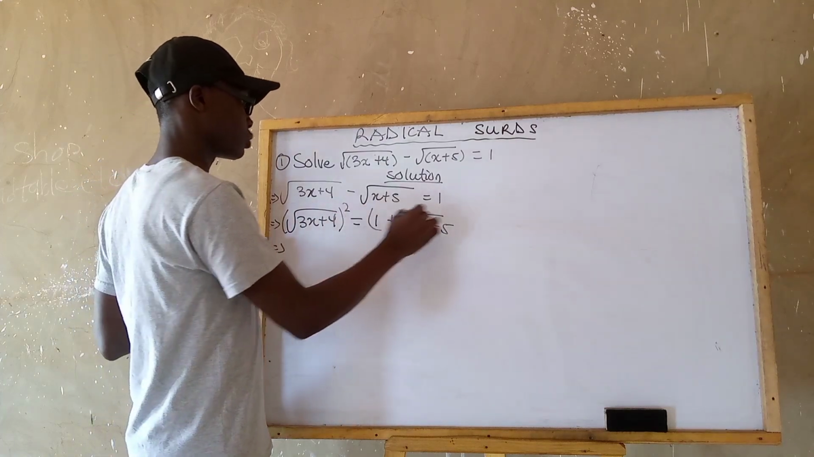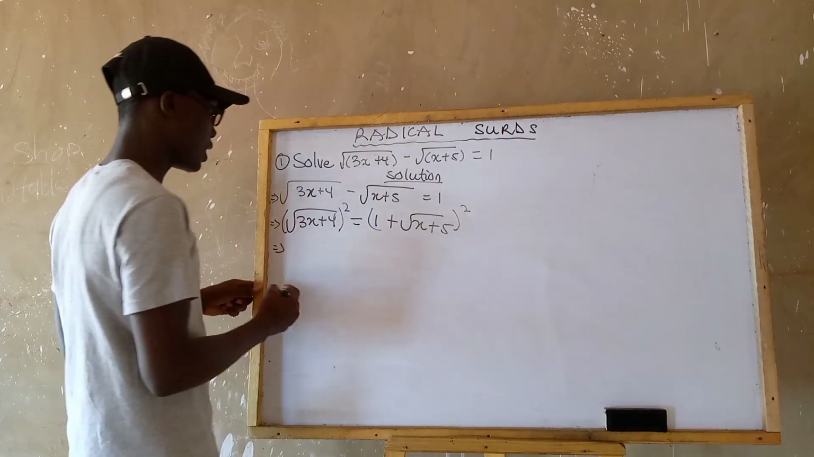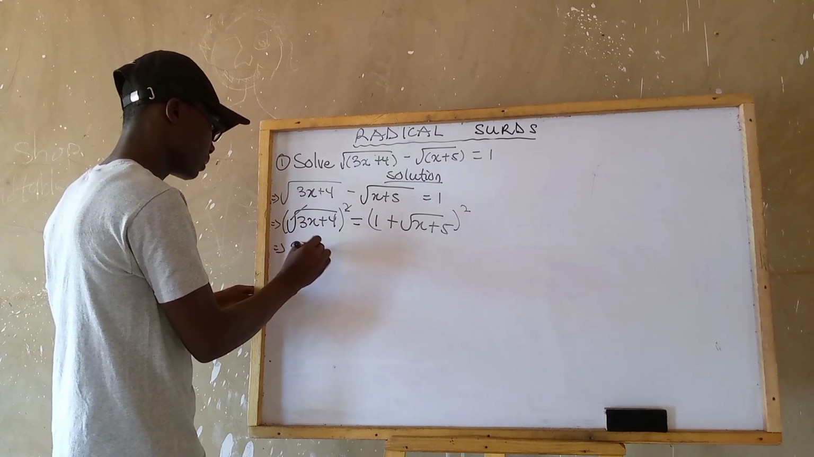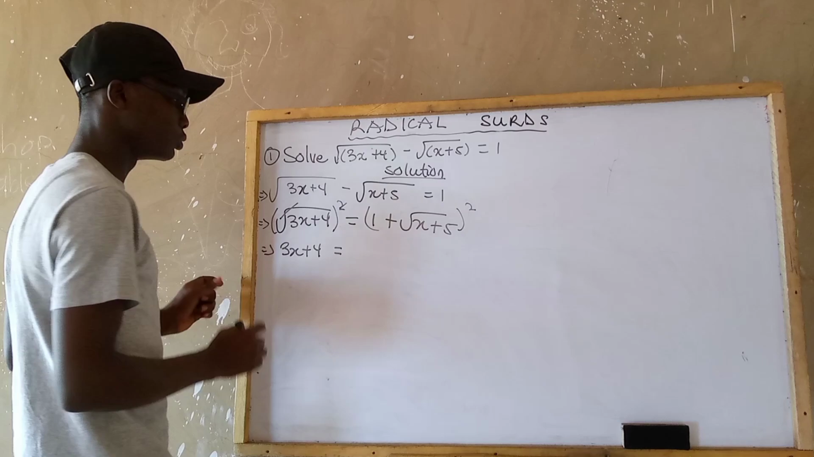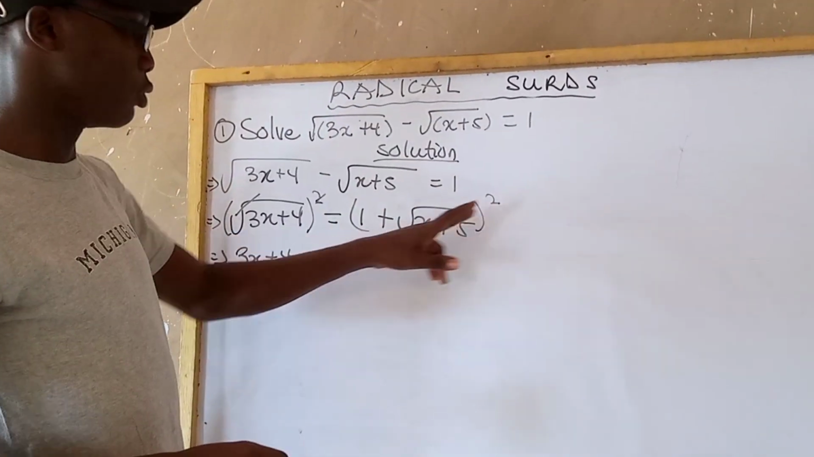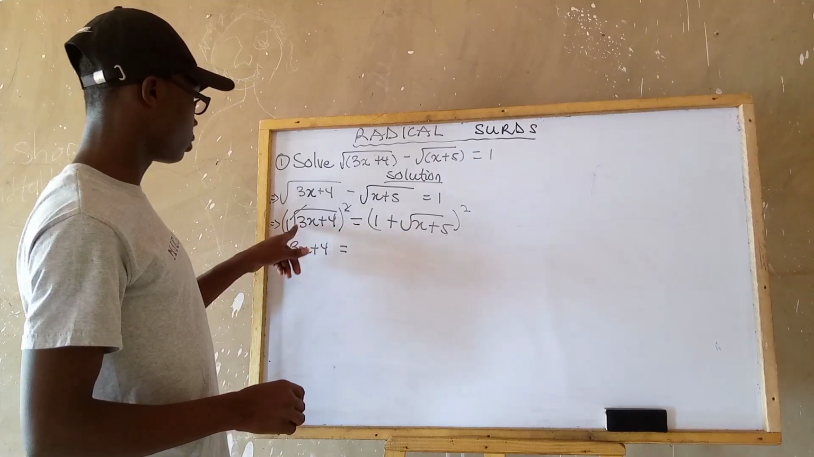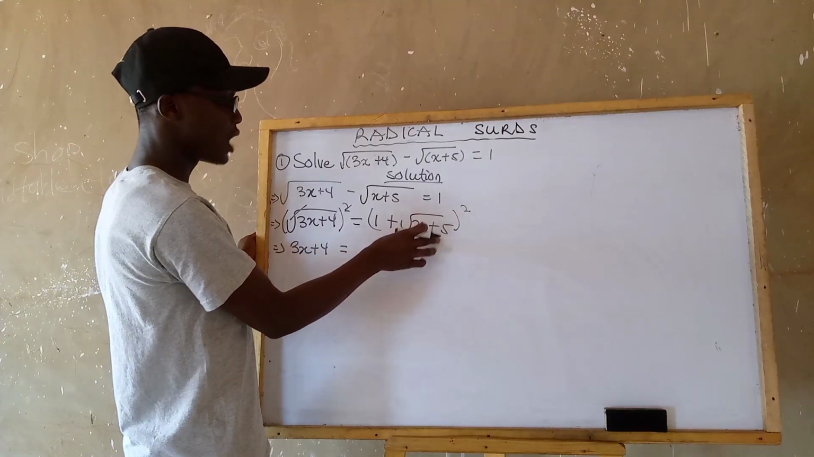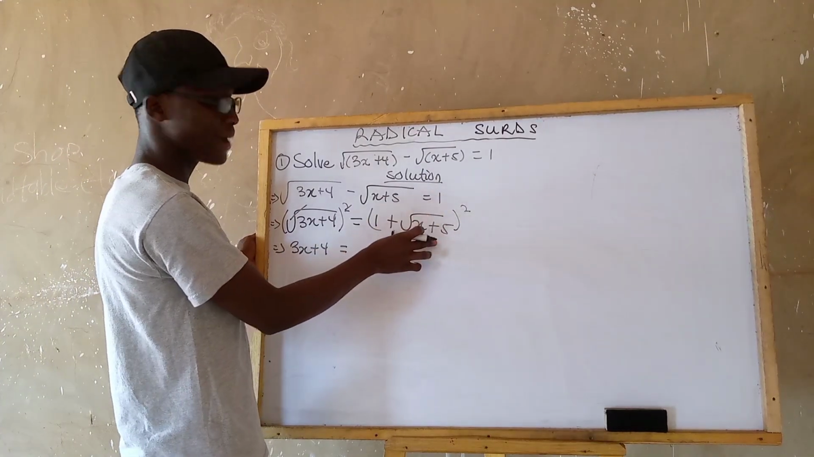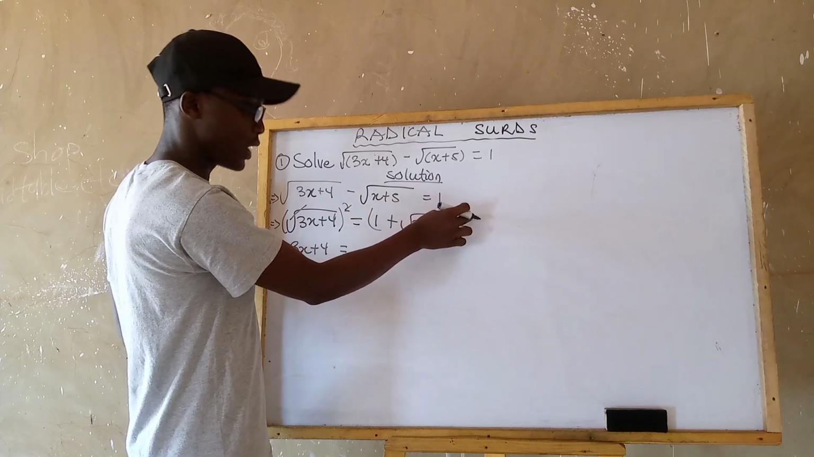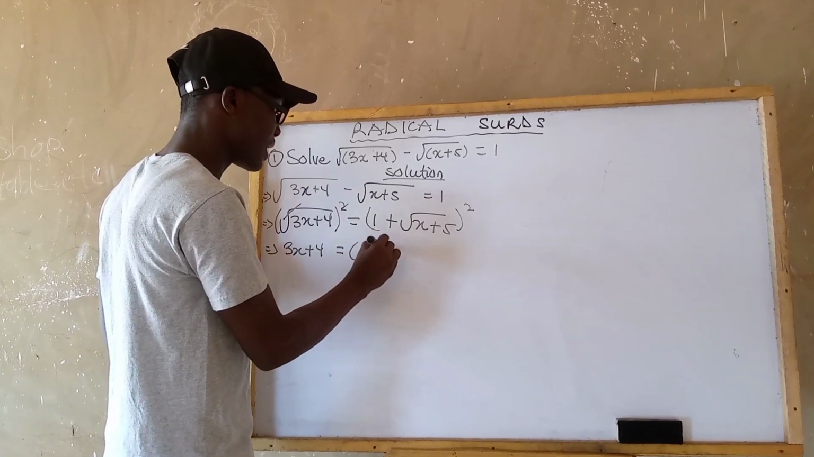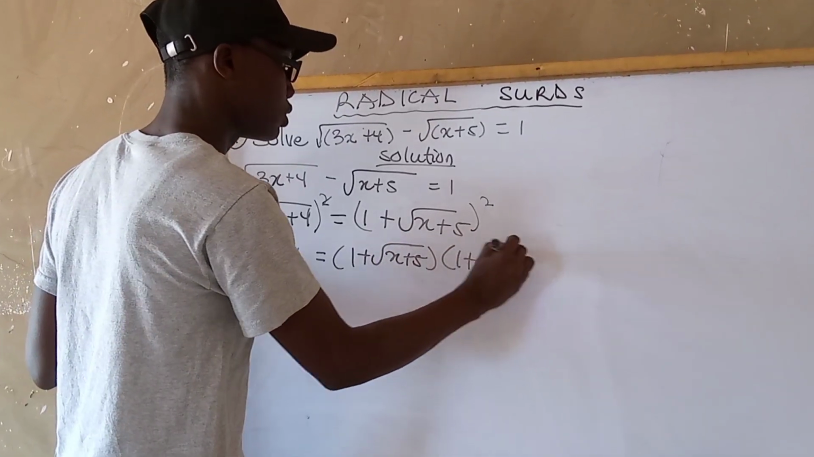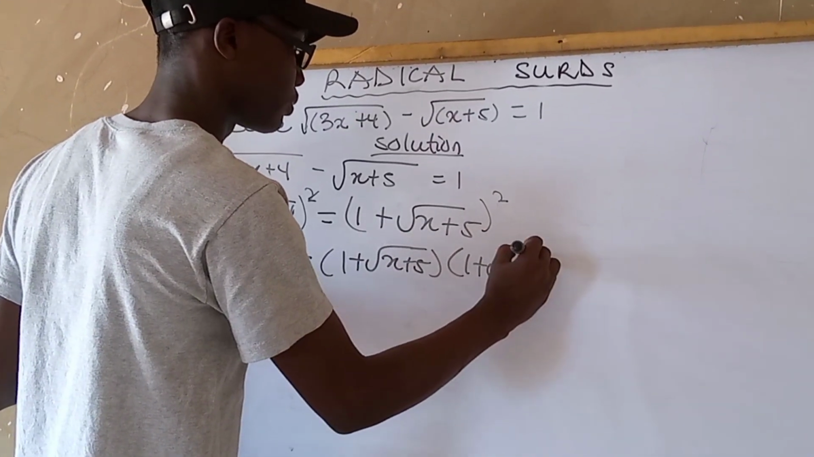Square this side and then square this side. Now we have square cancel square root to give us 3x plus 4 is equal to. Here you can't cancel the square root because of this sign. Here there was no sign, so this one you have to. What this means is that you have to rewrite this one or multiply this one by itself because it's squared. So it means that 1 plus root of x plus 5 multiplying 1 plus root of x plus 5, like this.